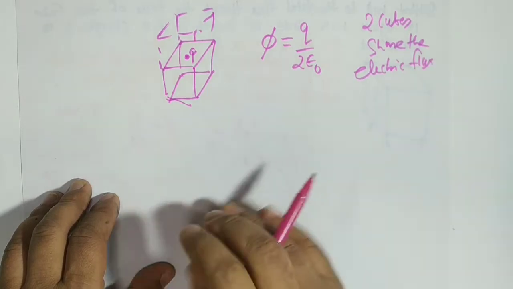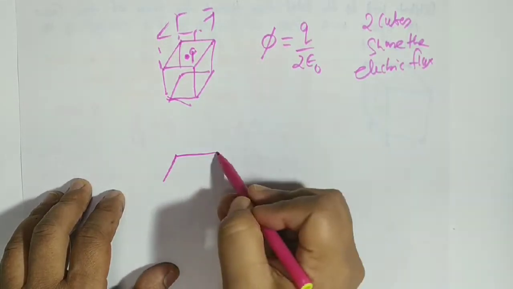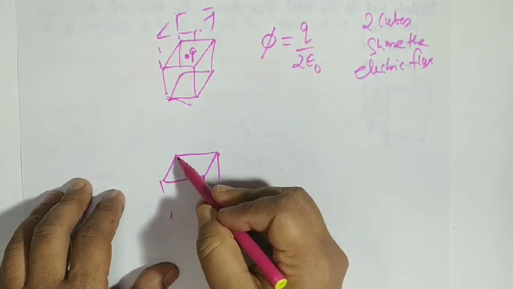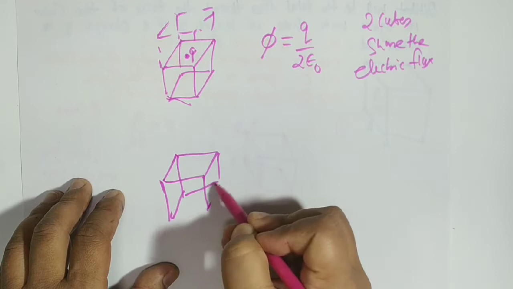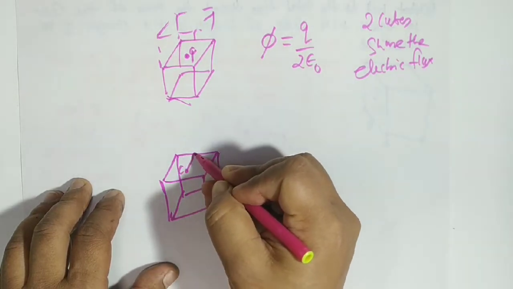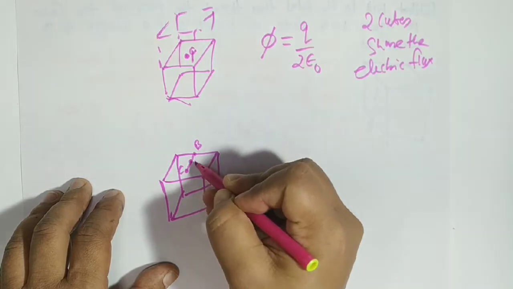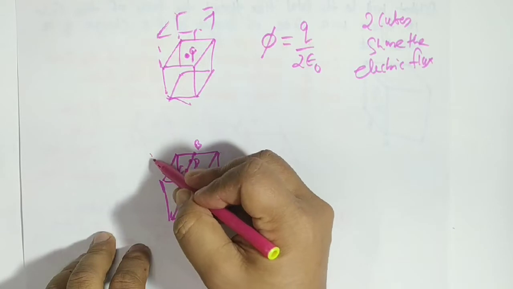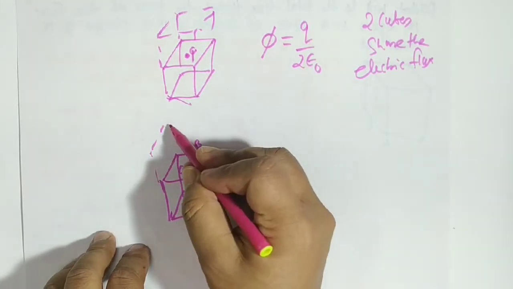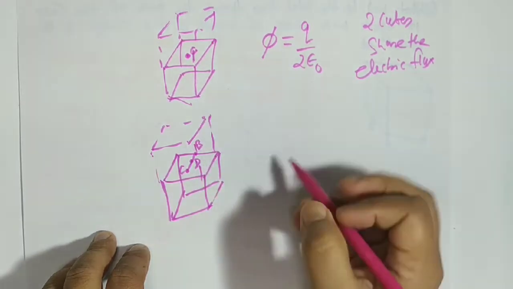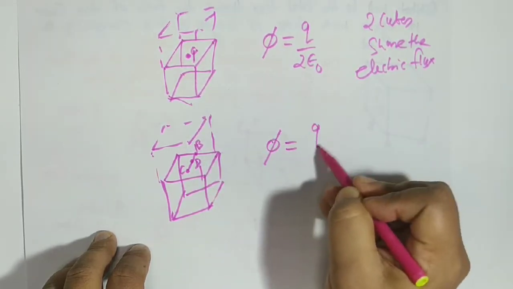So this is, and then the last case was what? Do you know? It was that a point is taken at the mid between this C and this B. There is another point D. So you have taken a D point. Now how many cubes do you need? Again you need only one cube. Are you getting it or not? So again the flux will be the same, q by 2 epsilon naught.